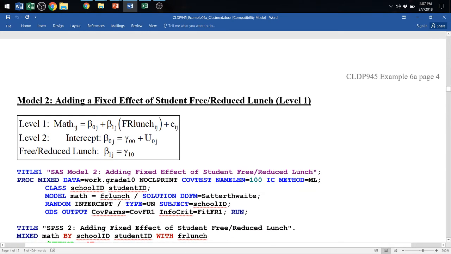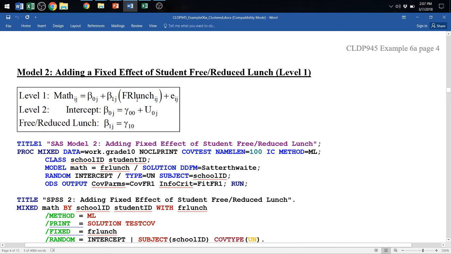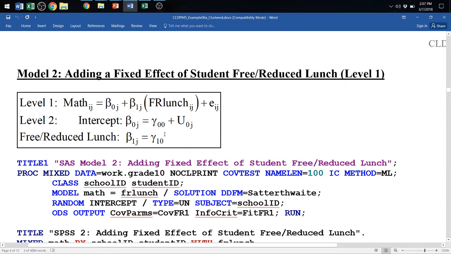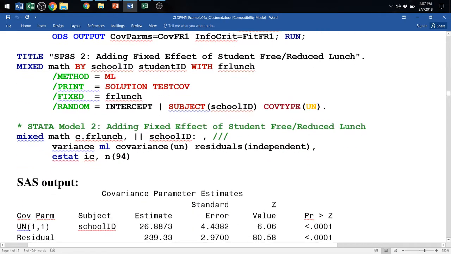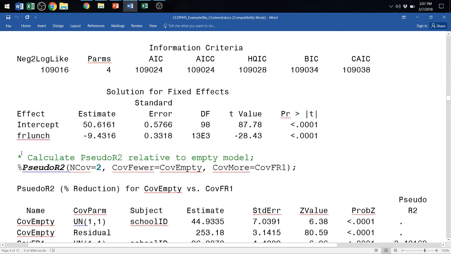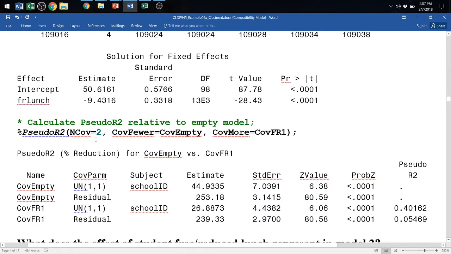We then added free and reduced lunch as a dummy code into the level 1 model. It's first added as a fixed effect here, so all schools get the same difference between kids who pay for lunch and those who don't. And we had interpreted that coefficient: a 9-point disadvantage for those who get some kind of lunch reduction. And I had asked you, should I write it up and turn it in, or have I committed a cardinal sin?